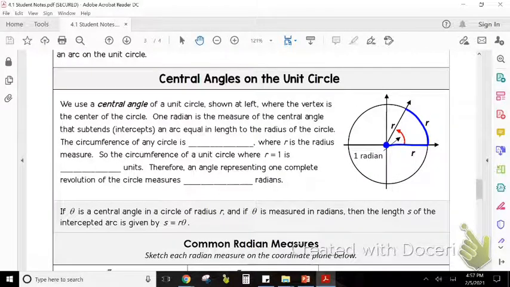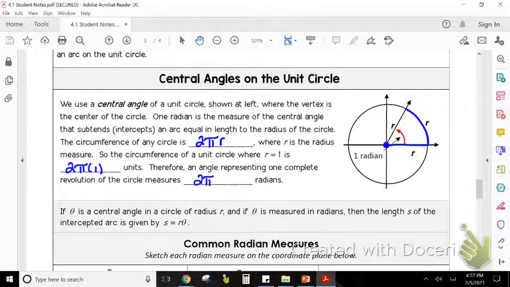So remember, the circumference of any circle is 2 pi r, where r is the radius measure. So the circumference of a unit circle that has a radius equal to 1 is going to be 2 pi times 1 units. Therefore, an angle representing 1 complete revolution of the circle measures 2 pi radians. And that's how we got above where 1 complete circular revolution is 2 pi radians.